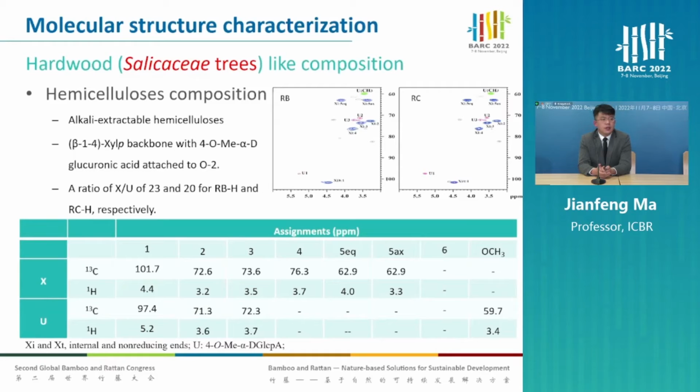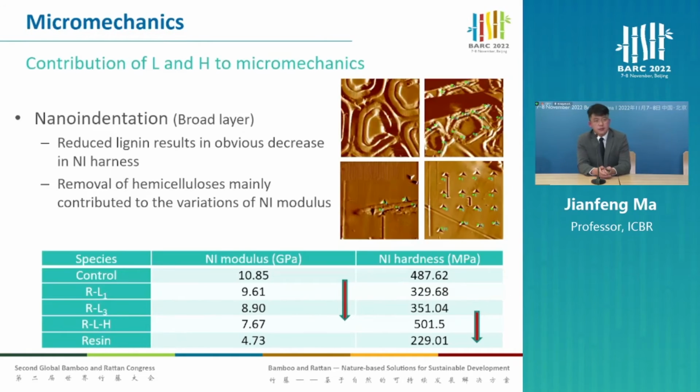The NMR analysis of hemicellulose indicated that the alkaline extractable hemicellulose is composed of a beta-1,4 xylan backbone with 4-O-methyl alpha-D-glucuronic acid attached to the O2 position. A ratio of xylose to uronic acid of 23 and 20 for the RB hemicellulose and RC hemicellulose respectively.